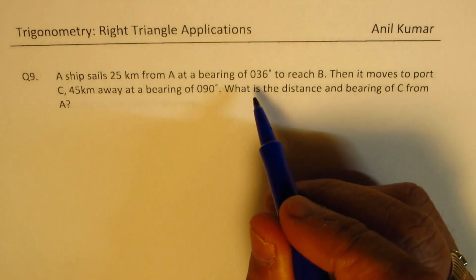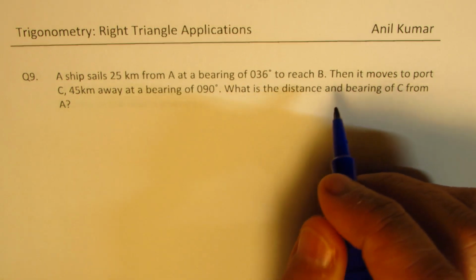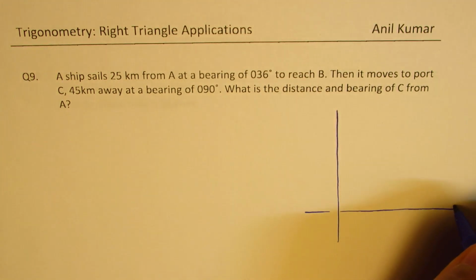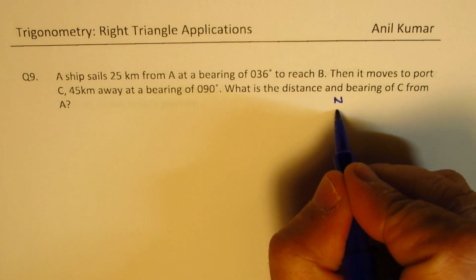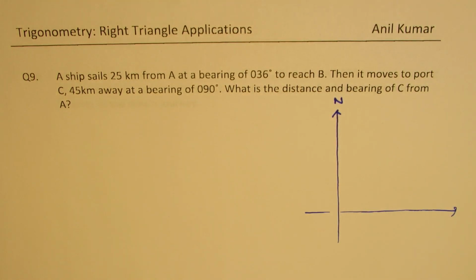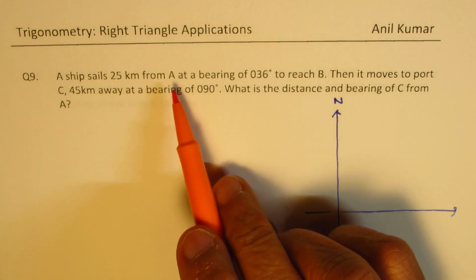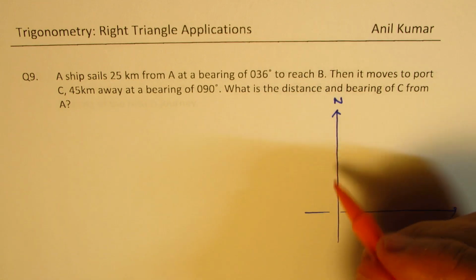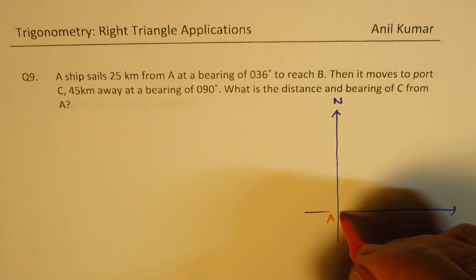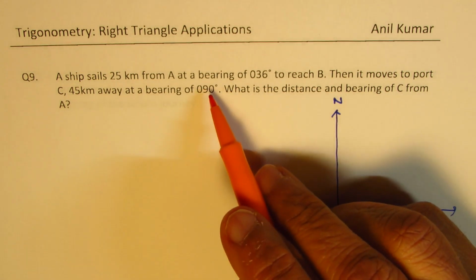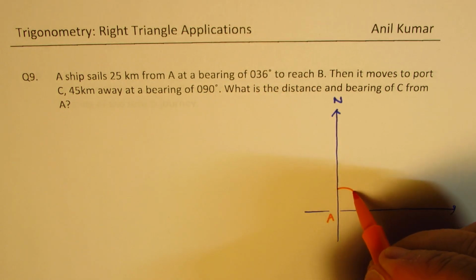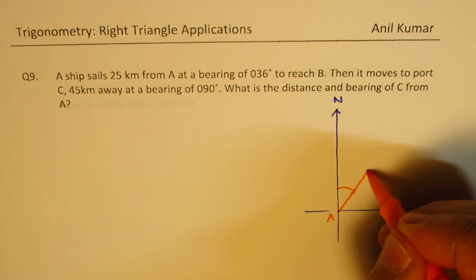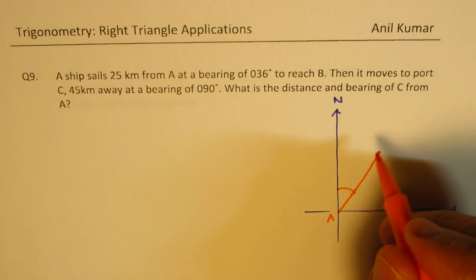When we say bearing angle, it is clockwise from north, right? So let's try to sketch the diagram first. So this is north for us. A ship sails 25 kilometers from A at a bearing of 36 degrees to reach B. So we'll assume A to be at the origin itself. Bearing of 36 means this angle here is 36 degrees, right? So let's say the ship moves like this and reaches the point B.